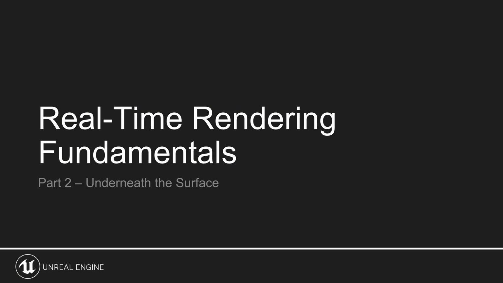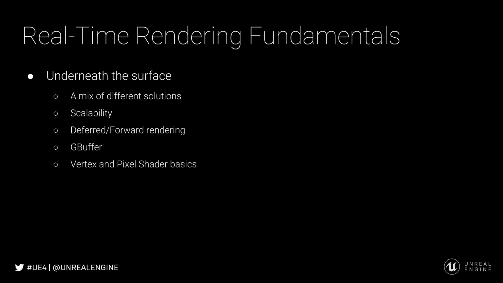Welcome to this first chapter in real-time rendering fundamentals. We're going to look at what happens underneath the surface. That means we're going to take a look at a mix of different solutions. We're going to look at what scalability is and why it's important, the fact that we have deferred or forward rendering and what they mean, the word gbuffer and what it stands for and how it impacts rendering, and a brief word about vertex and pixel shader basics.